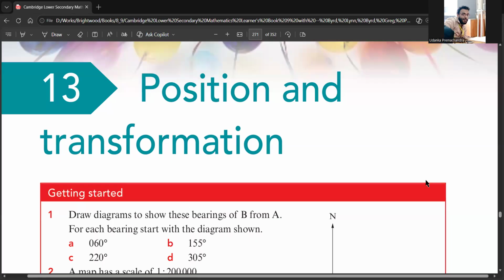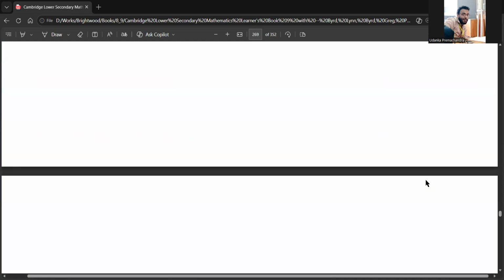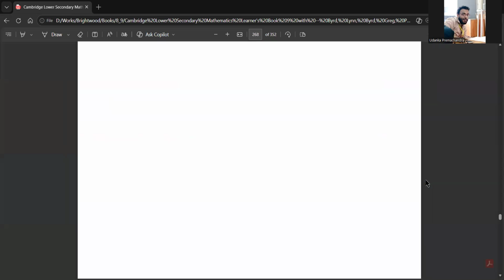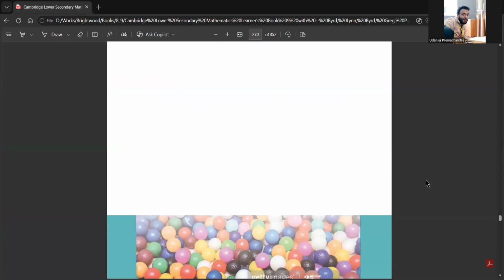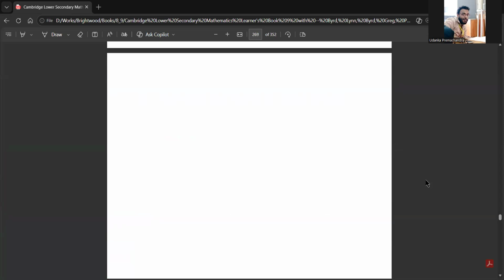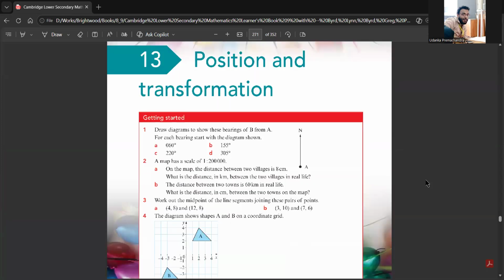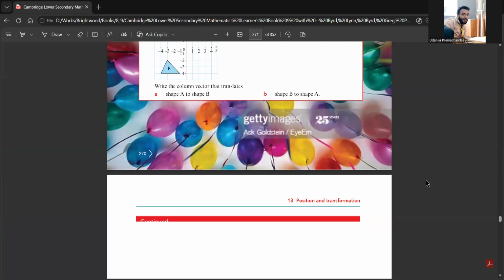I'll start a new lesson today. It's about positioning and transformation. Here is the next new part we have to start. At last, we already discussed probability and related questions. So now we have to start positioning and transformation.